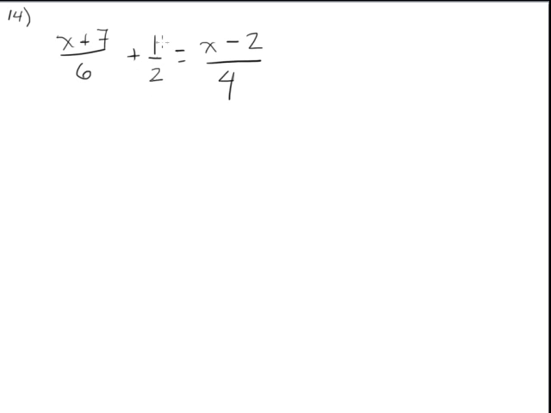Alright, so here I have x plus 7 over 6 add 1 over 2 equals x minus 2 over 4.